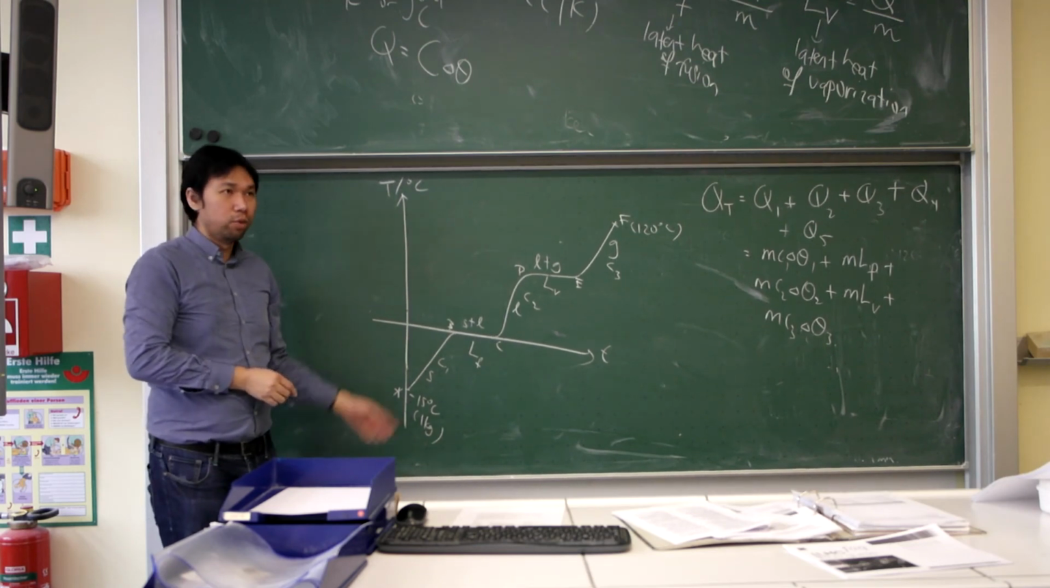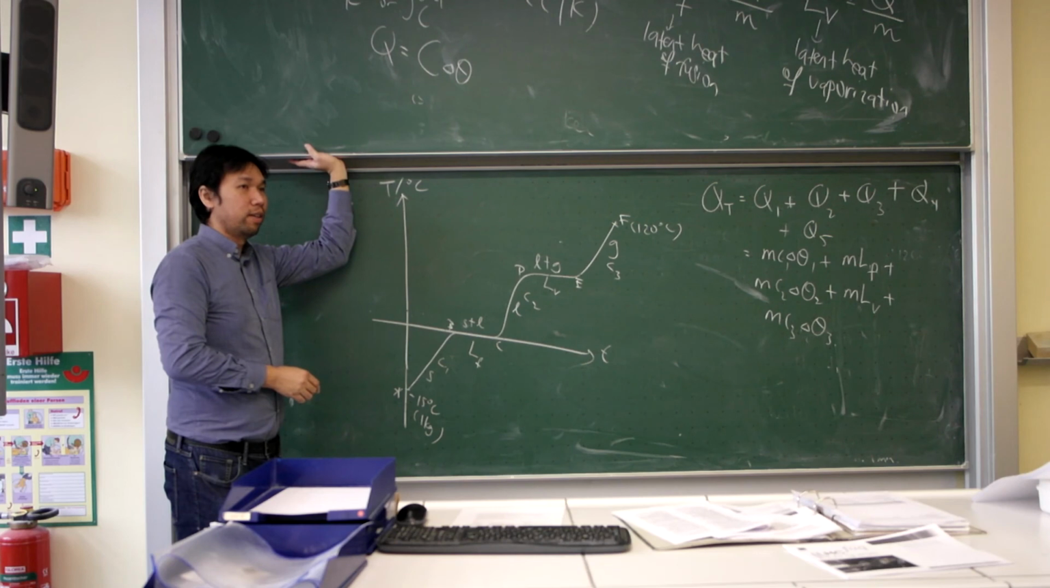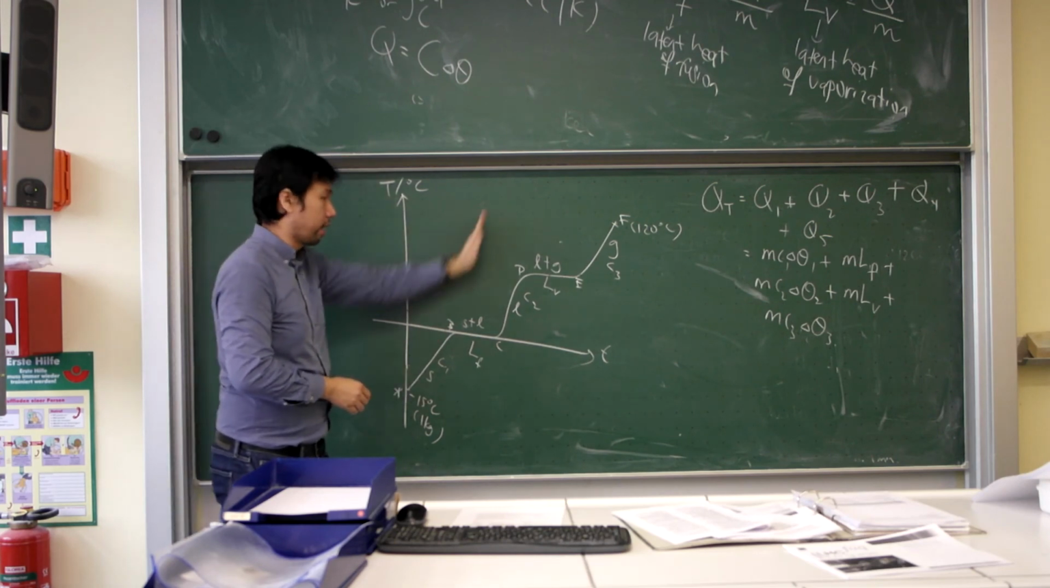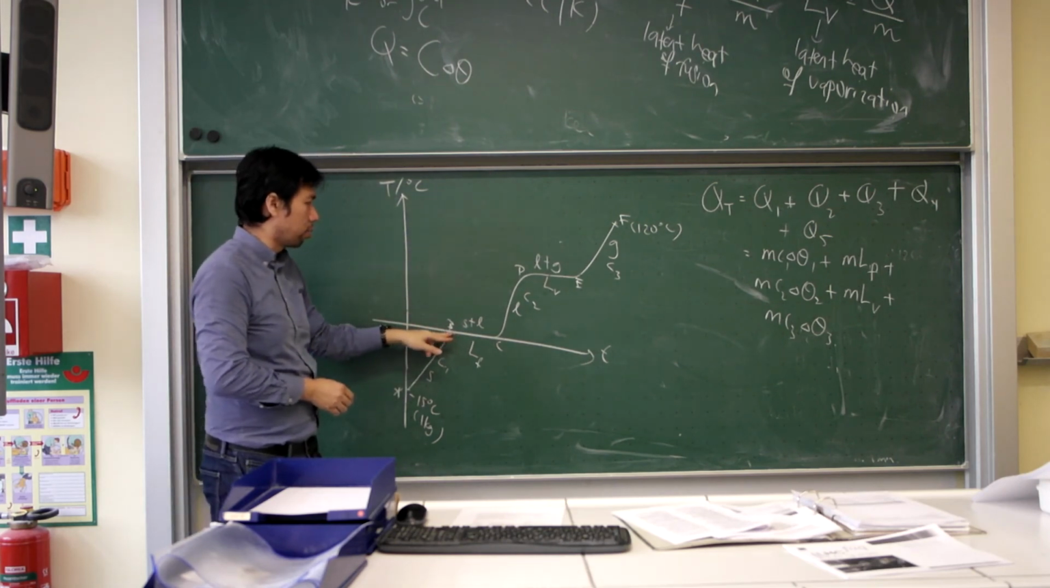Do you know why this is important? You can't do it like a straight line. So you mean like that? No, you can't, because there is heat absorbed over here.